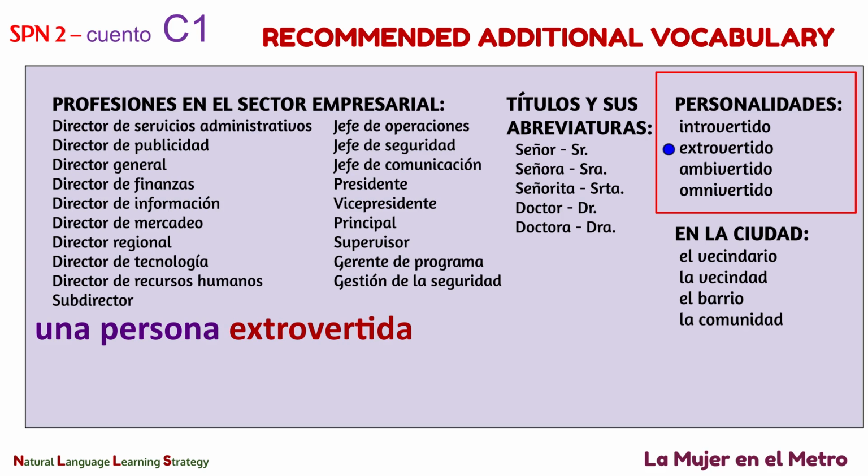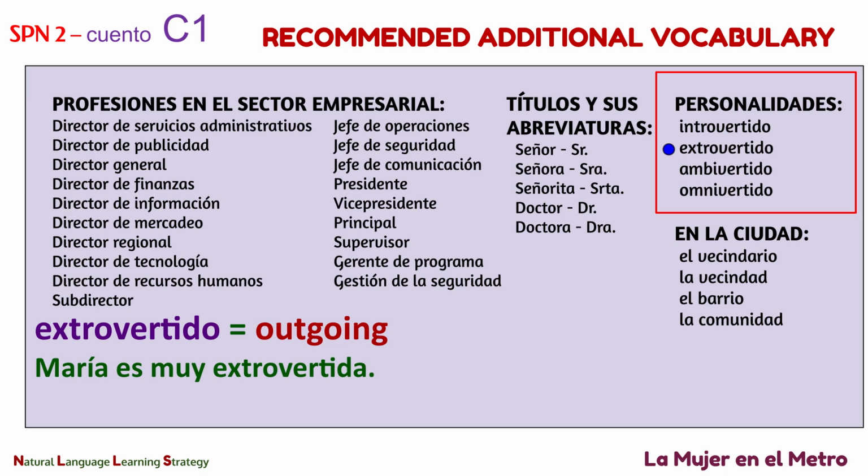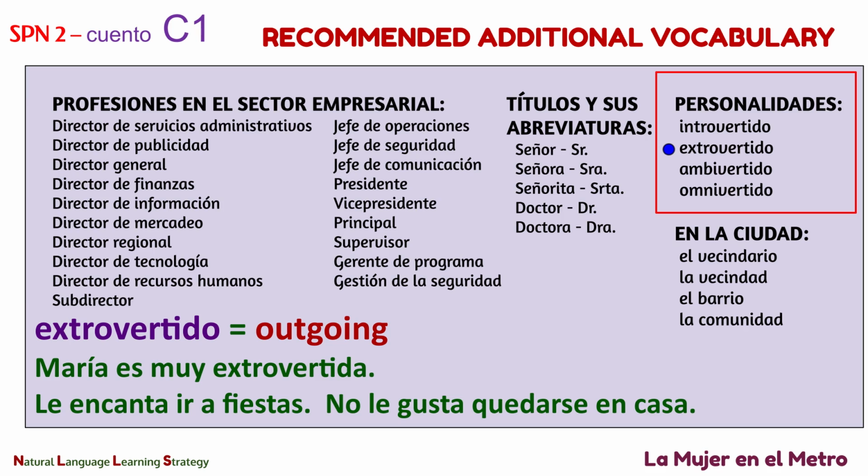Una persona extrovertida is a person who loves to be around other people and loves social interactions. They're very outgoing. In fact, extrovertido in Spanish literally means outgoing. María es muy extrovertida. Le encanta ir a fiestas. No le gusta quedarse en casa. Maria is very extroverted or outgoing. She loves going to parties. She doesn't like to stay home.